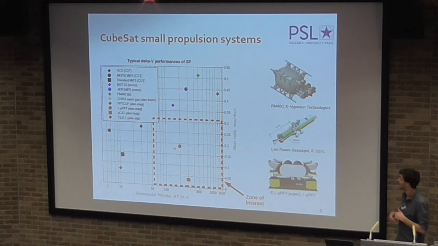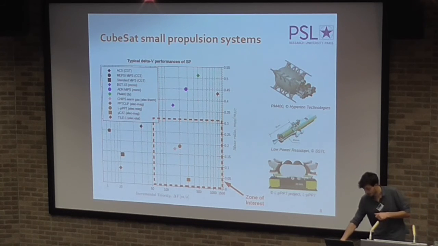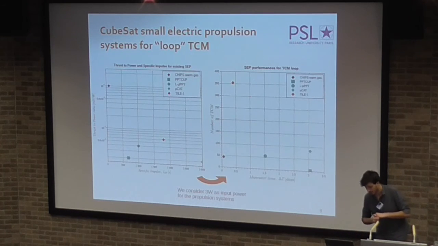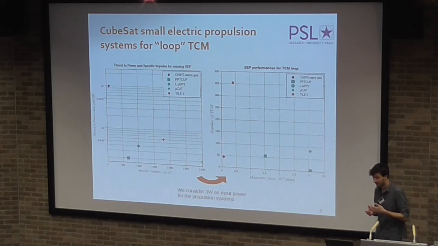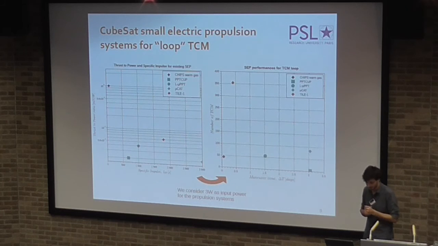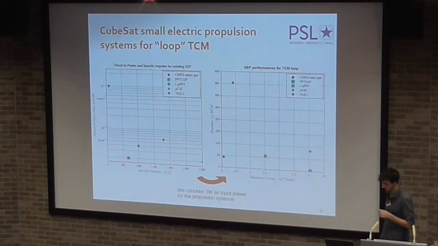So few propulsion systems can allow us to do that. There are many electric propulsion systems, not only those on this graph, but you see that some of them exist, and there are some others in development that can also provide such performances. Here on the left you have the performance for some small electric propulsion systems: the thrust to power ratio on the y-axis and the specific impulse on the x-axis.